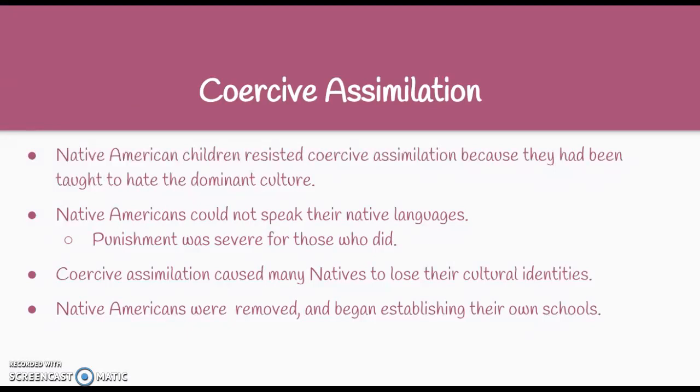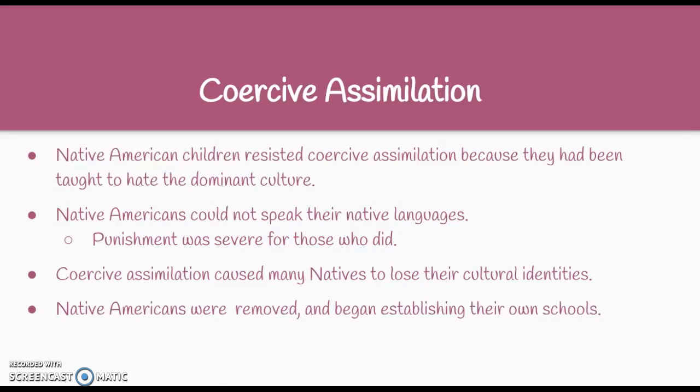This leads us to coercive assimilation, and Native American children resisted this coercive assimilation, being forced away from their families, being forced to learn English, being forced to assimilate to American cultures. Because they had been taught to hate the dominant culture, they resisted this coercive assimilation. However, the United States government continued with force, and in the Native American schools they could not speak their native languages. They had to speak English, and punishment was severe for those who did. They would actually wash their mouths out with lye soap if they spoke their native languages. So coercive assimilation caused many natives to lose their cultural identities because they were forced to assimilate.